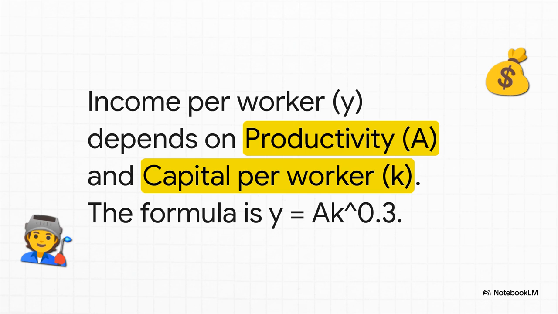Now, the lowercase y is output per worker, and lowercase k is capital per worker. But notice what's still right there, front and center, our secret ingredient, A. It's still driving the whole thing.